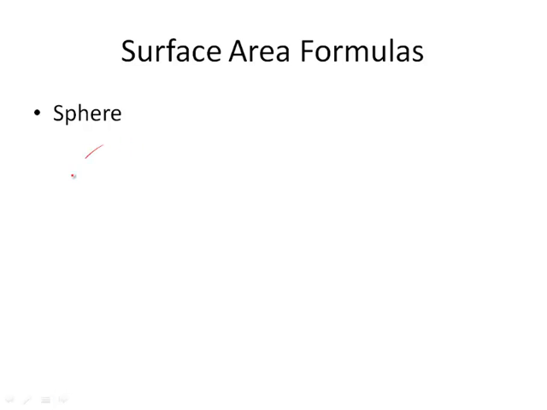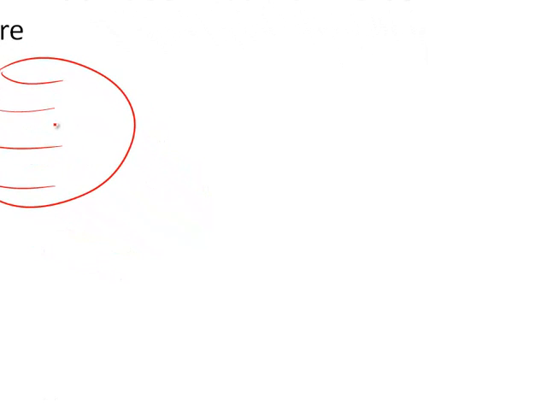Let's check out a sphere. A sphere is a ball. So imagine a three-dimensional ball, and you have a radius. That's basically the only measurement you can have, or the diameter, radius or diameter.